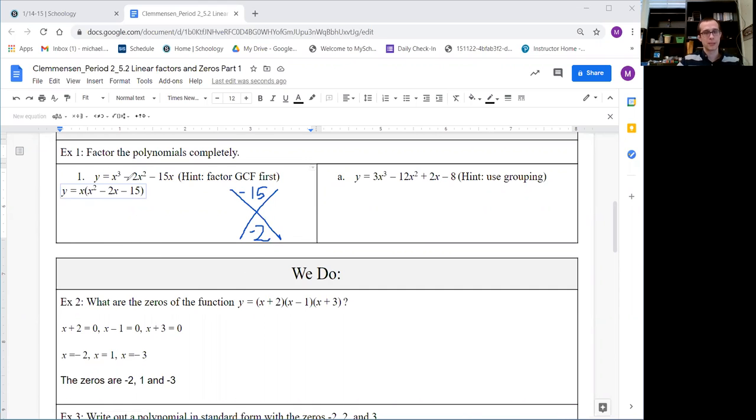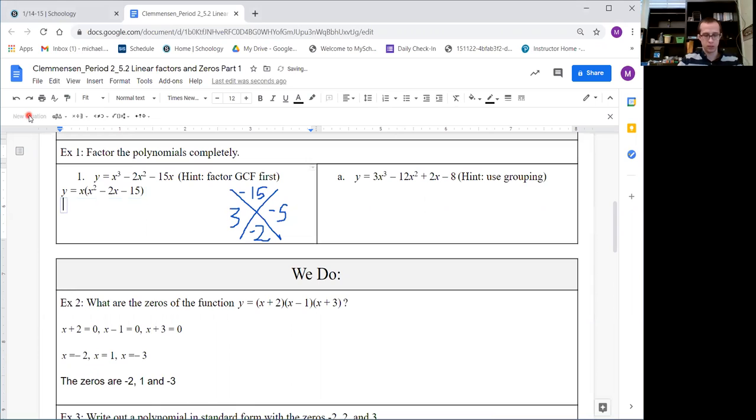Then what should I do? Perfect, 3 and negative 5, or negative 5 and 3. Again, order doesn't matter. You can do it in whichever order you want. And so right here, I go new equation, y equals, leave the x out front that I already had, and then x plus 3 times x minus 5. And that would be my factored form for this one.